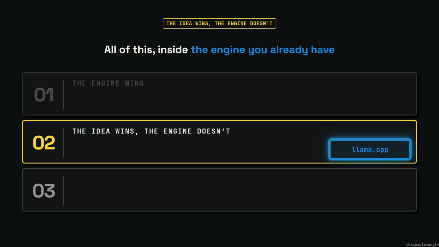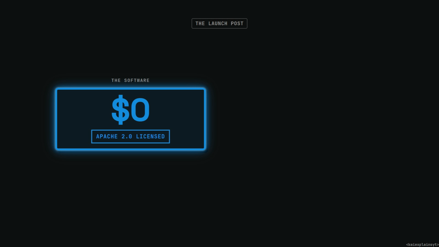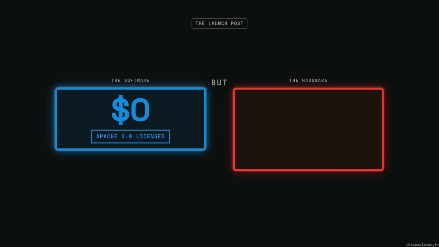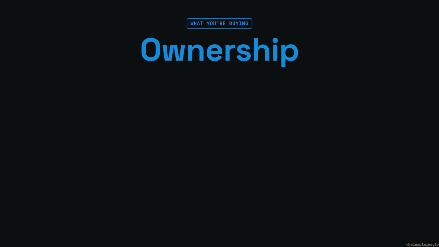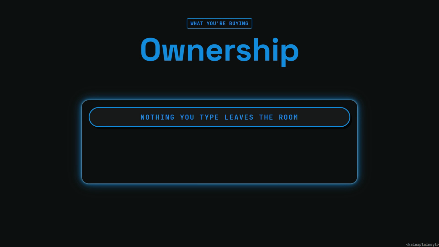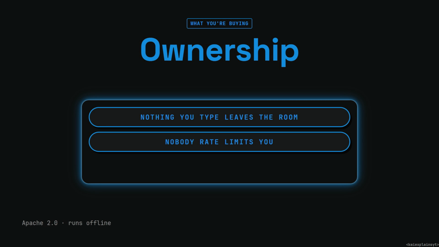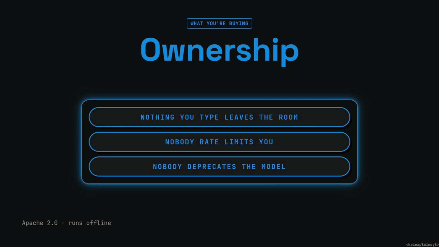The launch post says you can run your coding agent against a frontier model for $0. The software is Apache licensed and free, and the hardware absolutely isn't. A 5090 costs several thousand, and a model that wants 192 gigabytes of RAM needs a machine built around that requirement. So local AI isn't really about free. What you're buying is ownership. Nothing you type leaves the room, nobody rate limits you at the worst possible moment, and nobody deprecates the model 6 months into a project you built on it.